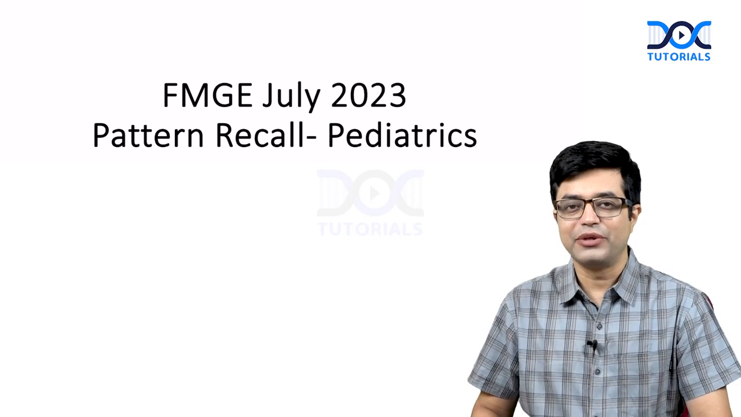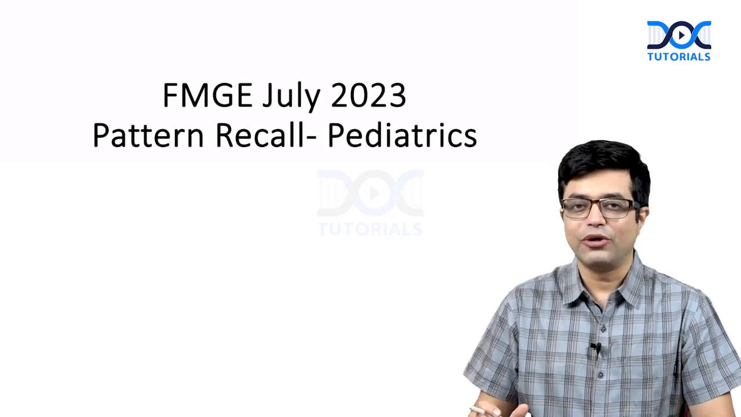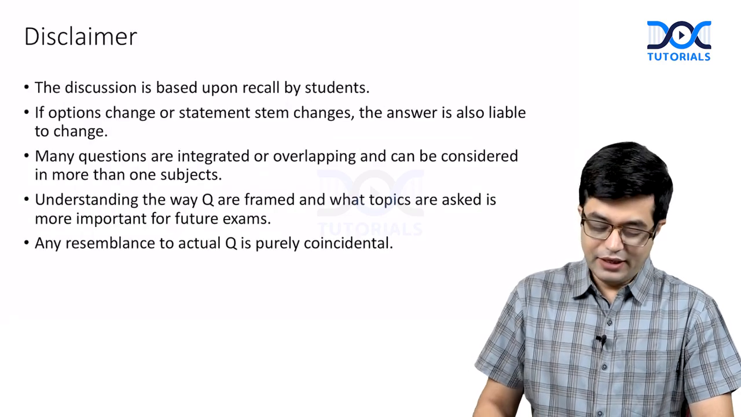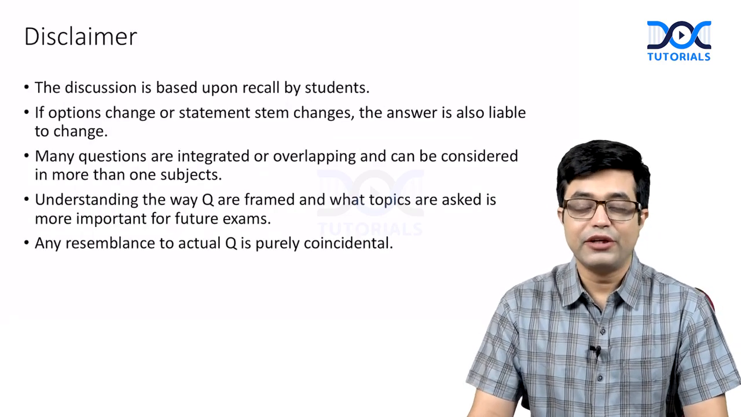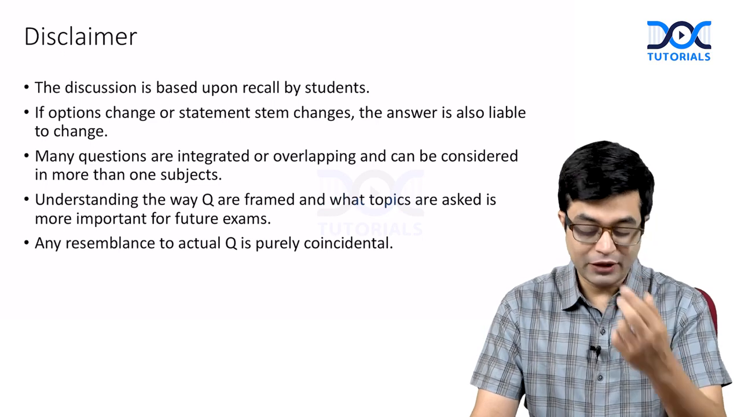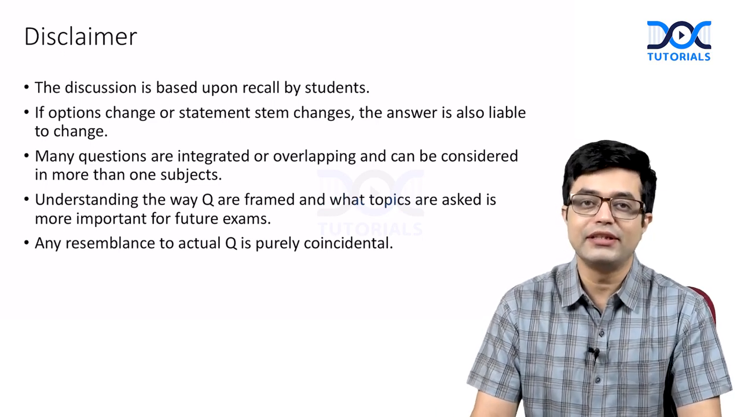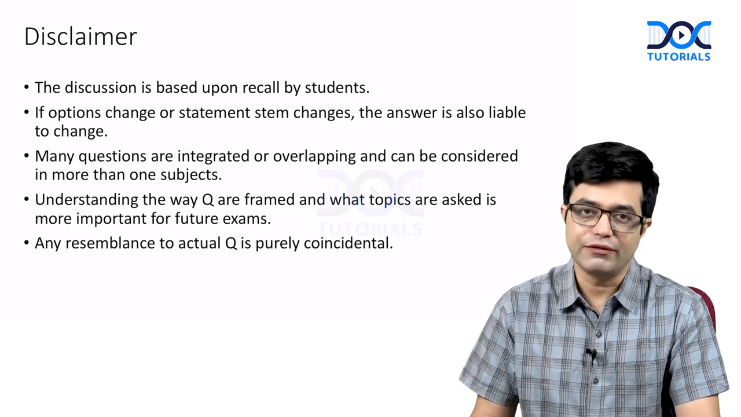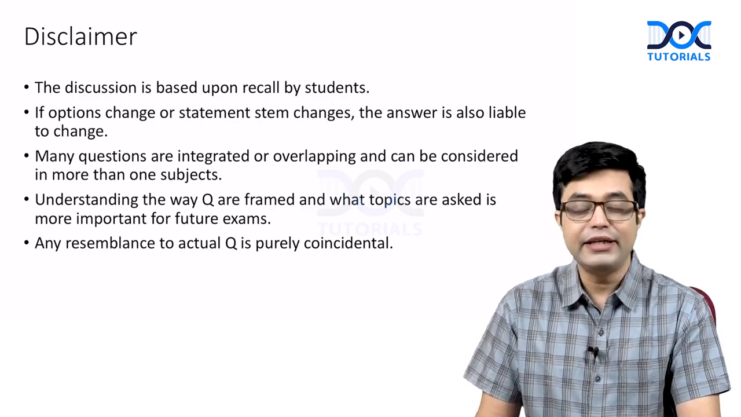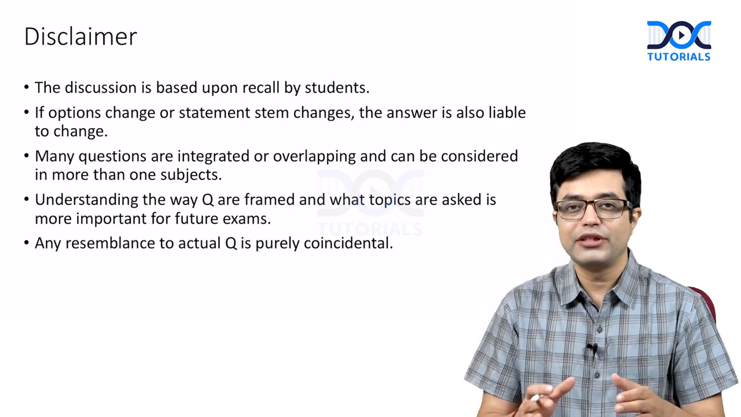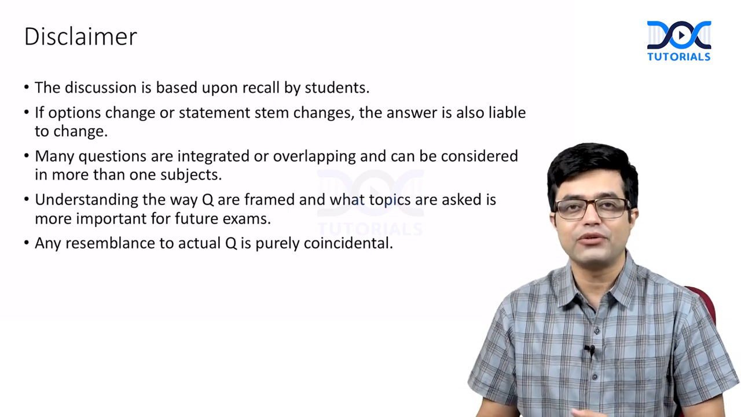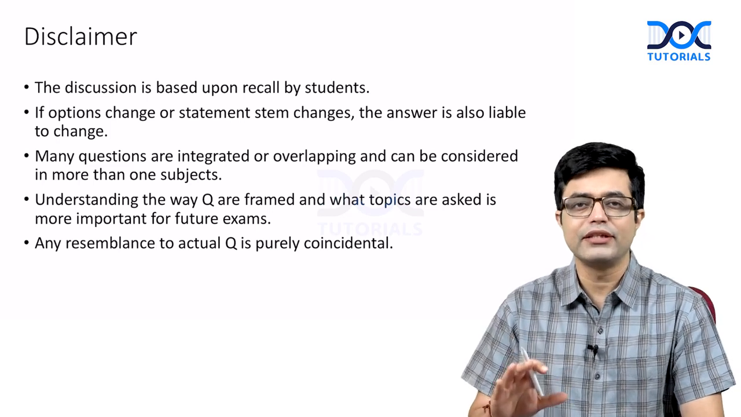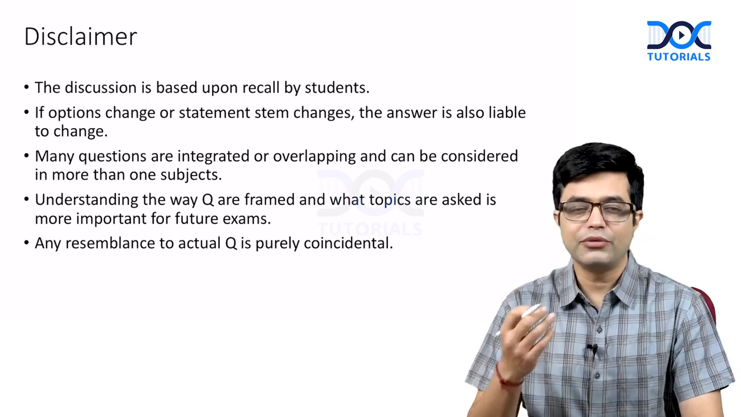So here we are going to have a FMGE pattern recall for the July 30 paper related to pediatrics questions. This discussion is based upon the recall by the students, and if the options or statement stem change, obviously the answer will also change. It is purely based upon what most of you have shared with us, and many questions are integrated or overlapping. One question can be considered a part of pediatrics, and also a part of another subject. The aim of this discussion is to give you an idea how the questions were asked.